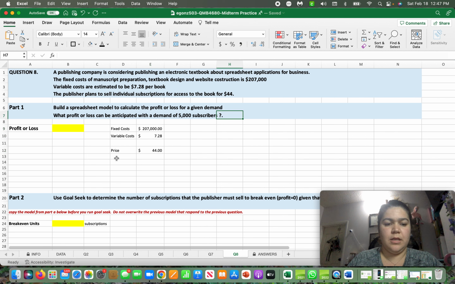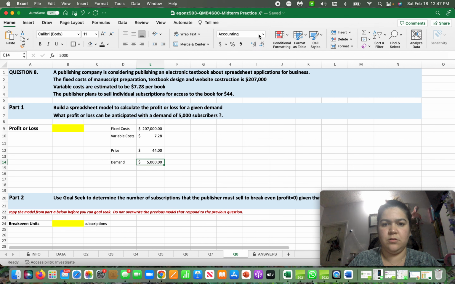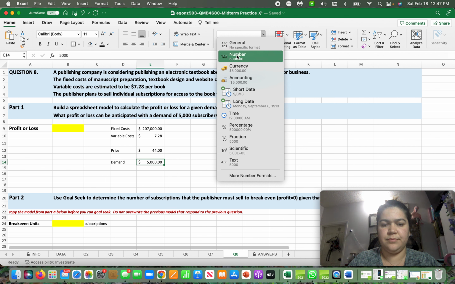Okay. And it says here, build a spreadsheet model to calculate the profit and loss for a given demand. What profit or loss can be anticipated with the demand of 5,000? Okay, demand, 5,000. No dollar sign, just a number.